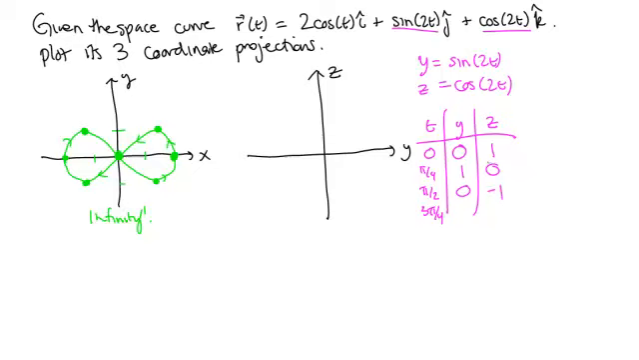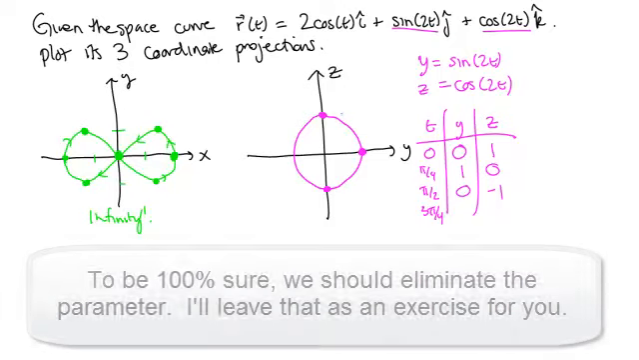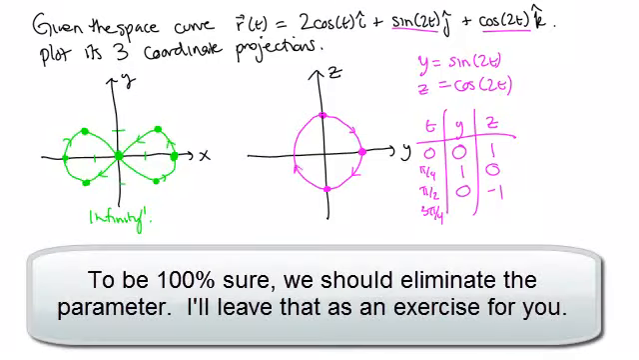So let's just plot these points. The first point we had y equals 0, z equals 1. Then we had y equals 1, z equals 0. Then we had y equals 0, z equals negative 1. And it's pretty clear that what we're tracing is a circle going clockwise of radius 1 in the yz plane.